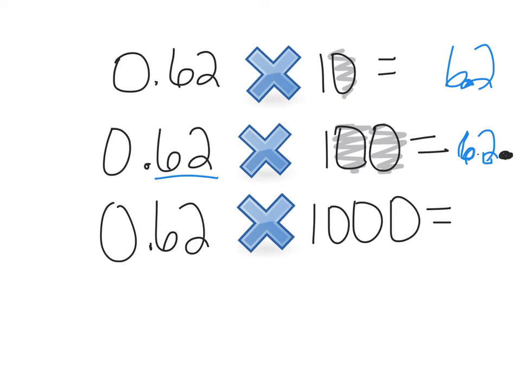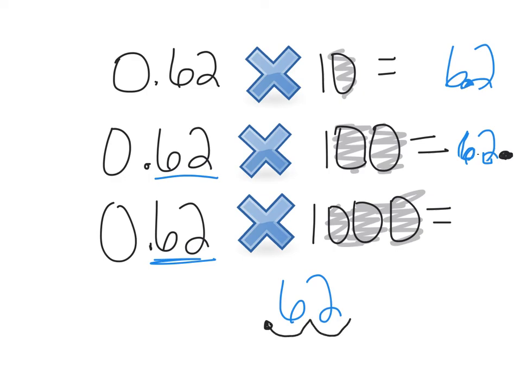Then last but not least, we're going to multiply by 1,000. By 1,000 we have 1, 2, 3 zeros. My decimal is going to move 3 spots. So I'm still going to have 6 and a 2. Same. My decimal starts here, and it's going to go 1, 2, 3 spots. And what do I fill in the blank there with? Another 0. So now my decimal is hanging out there at the very end.